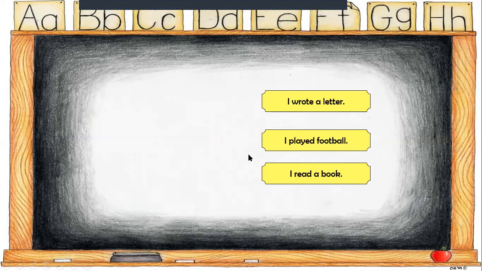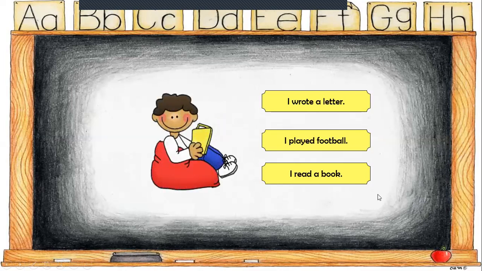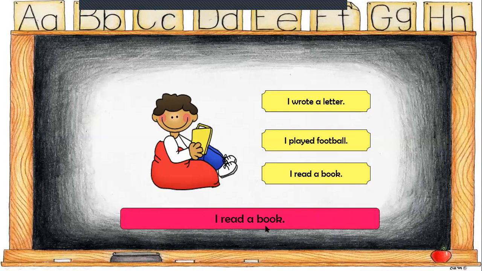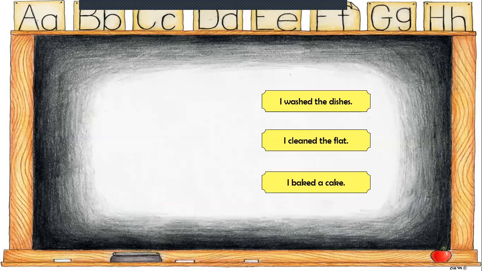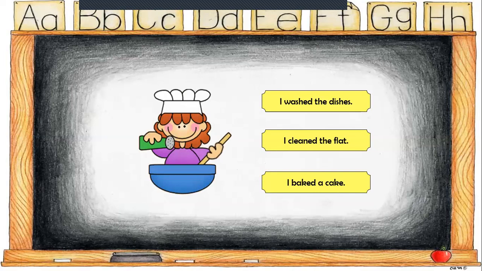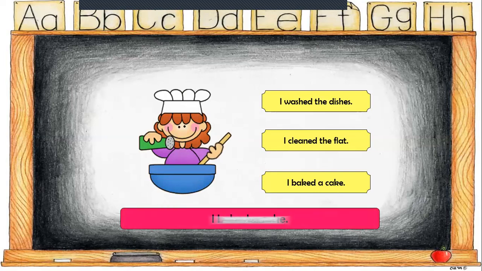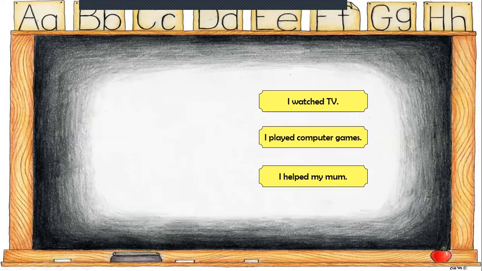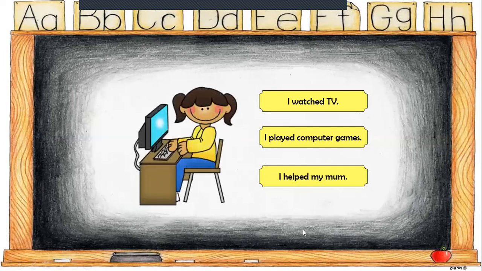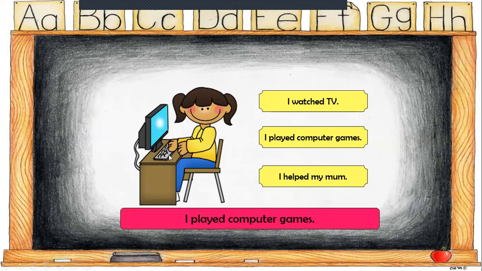Next, I wrote a letter, played football, I read a book. What did he do? He read a book. Next, I washed the dishes, I cleaned the flat, I baked a cake. What did she do yesterday? I baked a cake. She baked a cake. I watched TV. I played computer games. I helped my mom. Very good. I played computer games.